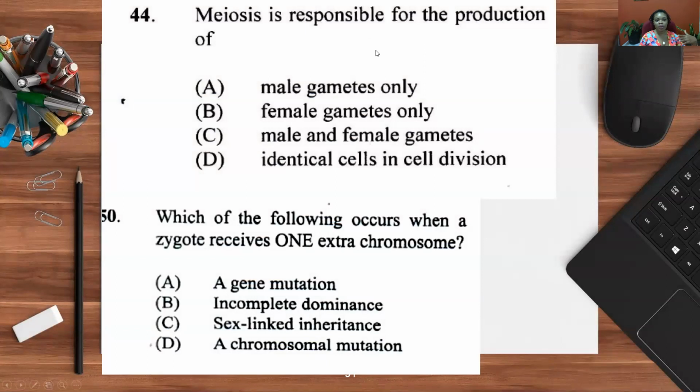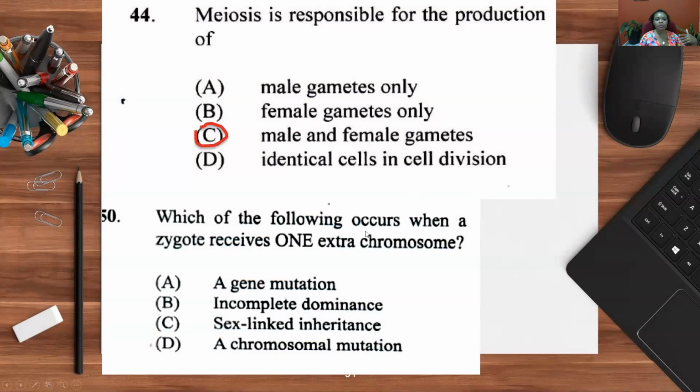Meiosis is responsible for the production of male and female gametes. So that's the sex cells, the sperm and the egg. Meiosis produces that, while mitosis produces body cells or somatic cells.